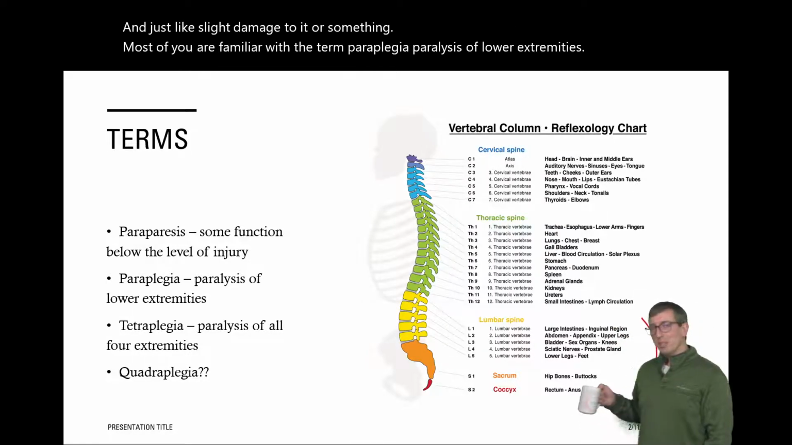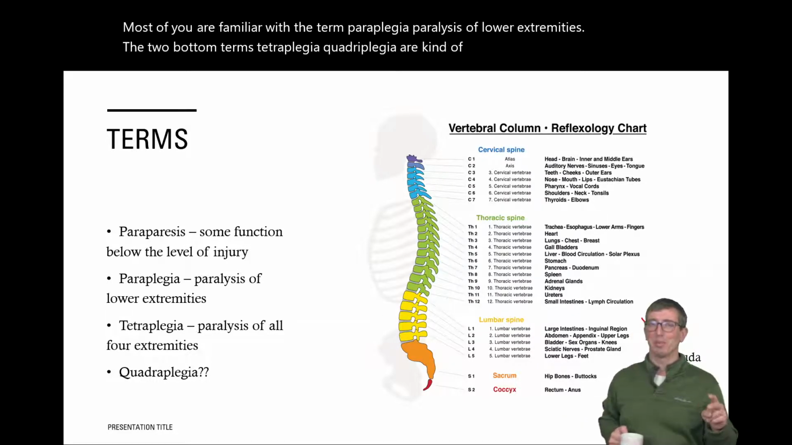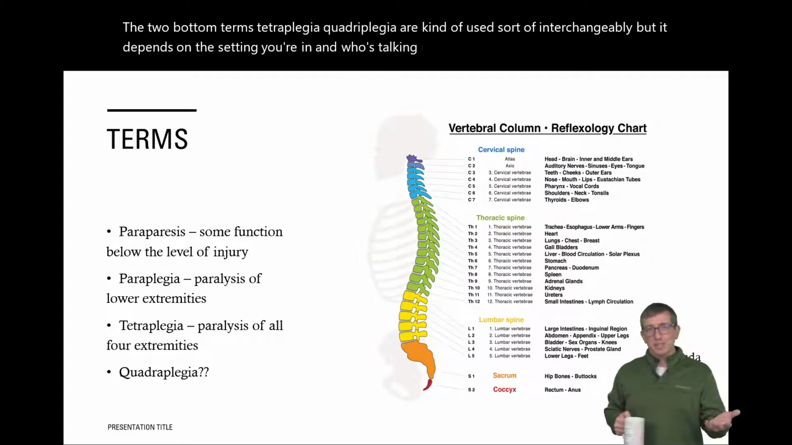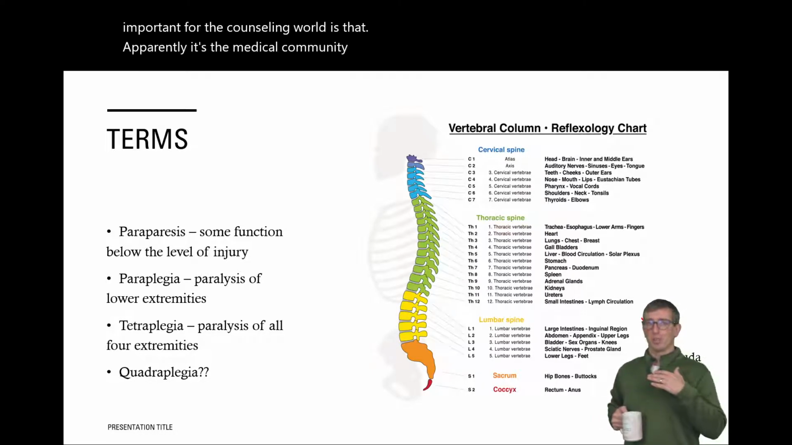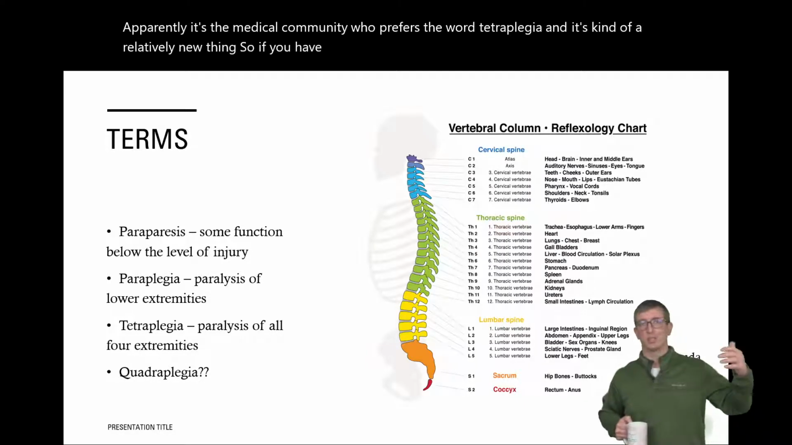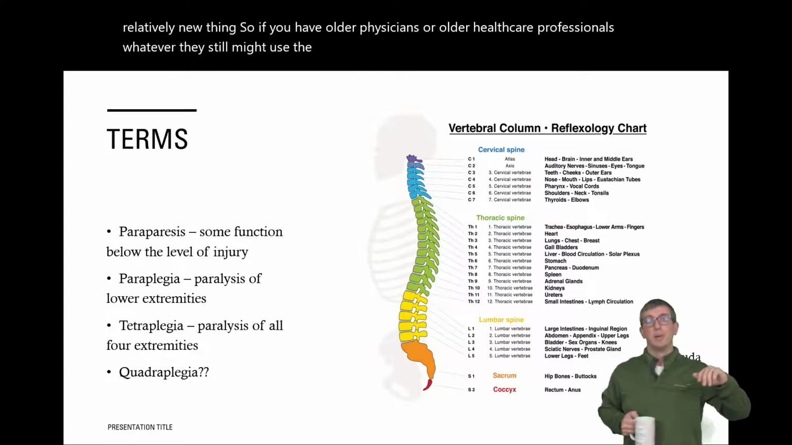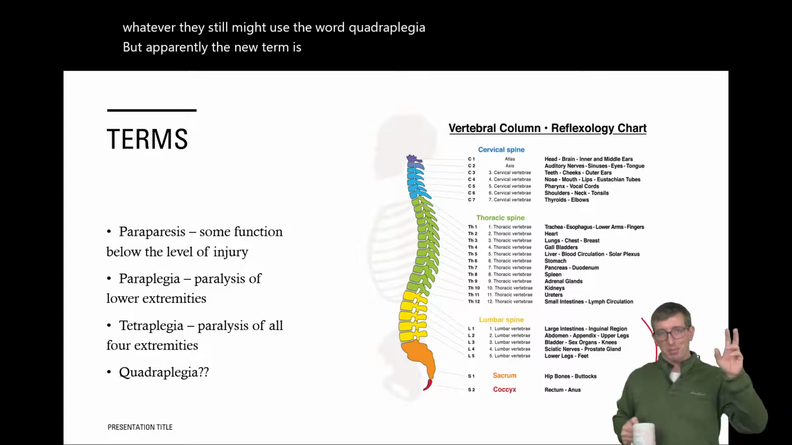The two bottom terms, tetraplegia and quadriplegia, are kind of used sort of interchangeably, but it depends on the setting you're in and who's talking about it. And the reason this is important for the counseling world is that apparently it's the medical community who prefers the word tetraplegia, and it's kind of a relatively new thing. So if you have older physicians or older healthcare professionals or whatever, they still might use the word quadriplegia. But apparently the new term is tetraplegia. That's the most kind of PC term.